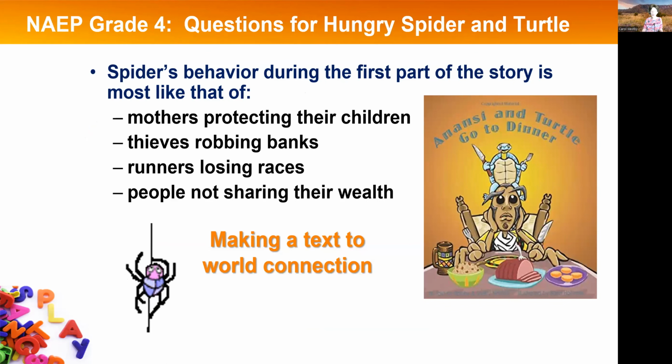Here's an example of that. Here's our spider and turtle story again. Spider's behavior during the first part of the story is most like that of mothers protecting their children, thieves robbing banks, runners losing races, people not sharing their wealth. That's requiring the child to think about other similar experiences, make a connection between that text and other experiences. So a text to world connection.